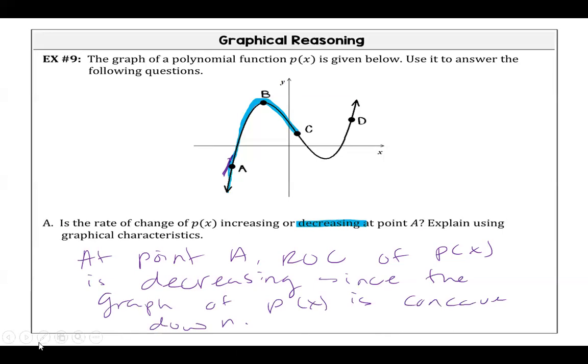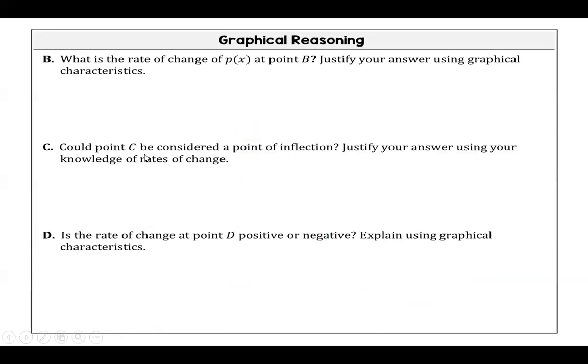Okay, so let's see if we caught on. So now at B, what is the rate of change at B? It's going to be 0. So rate of change at point B is 0. And why is it 0?